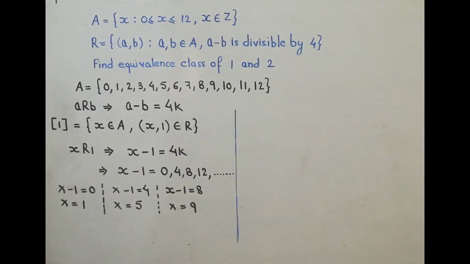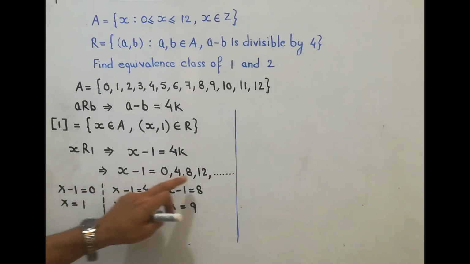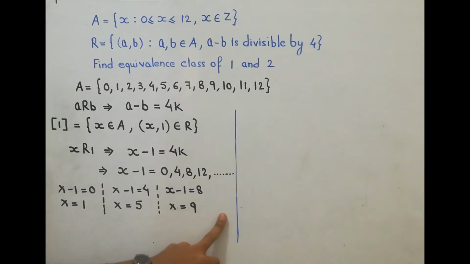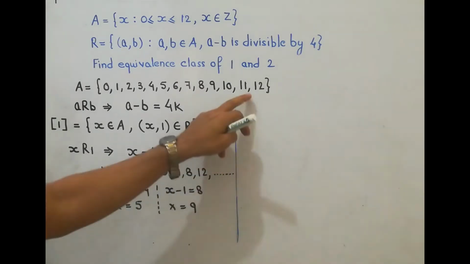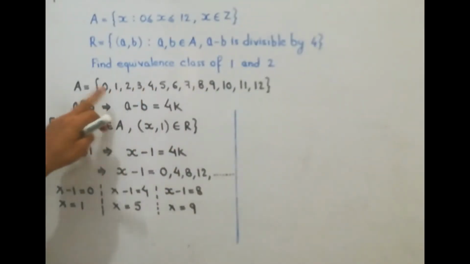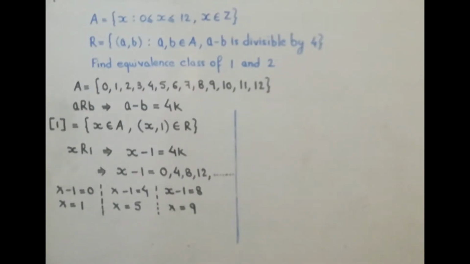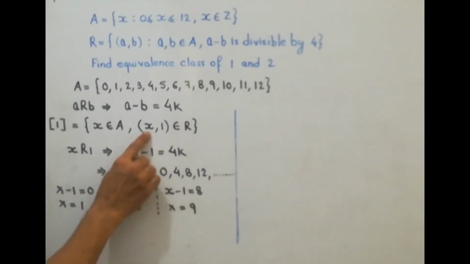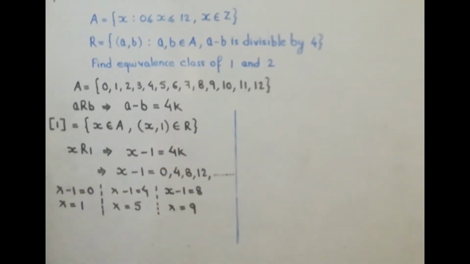Now after this, if you solve it, x minus 1 is equal to 12, you will get x is equal to 13, and you can see 13 does not lie in this set. So that means no need to solve for it. Now these are the values of x which will be belonging to this ordered pair. So you have to write it as a set. So the equivalence class of 1, what will it be?